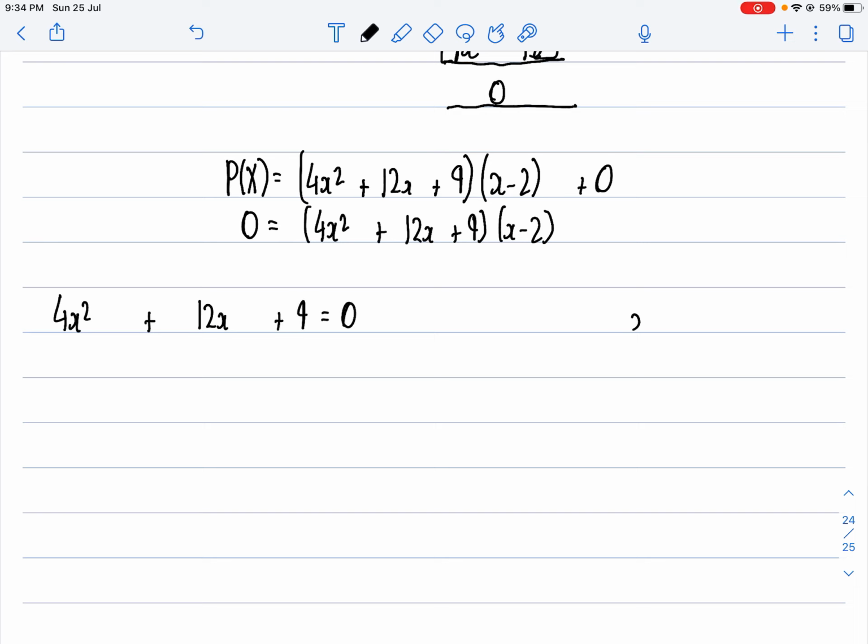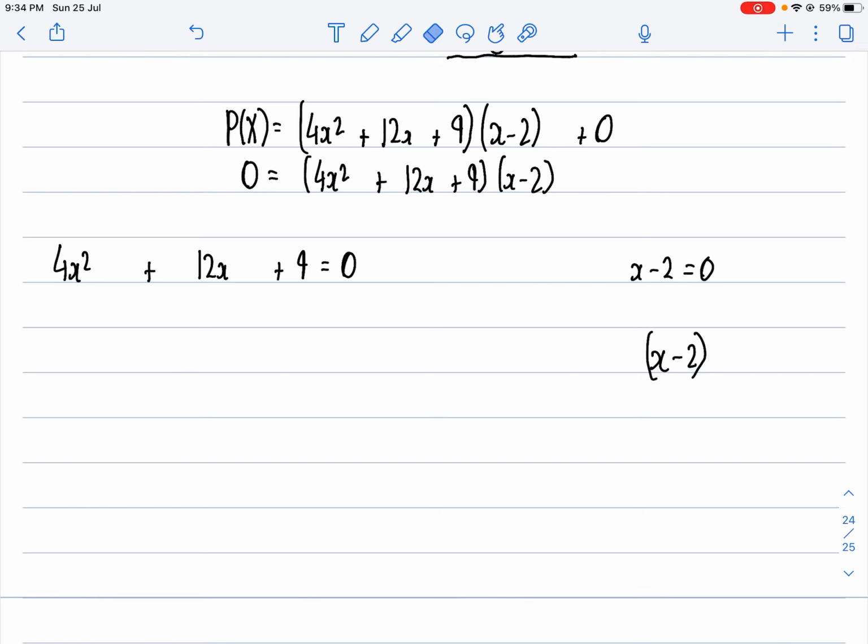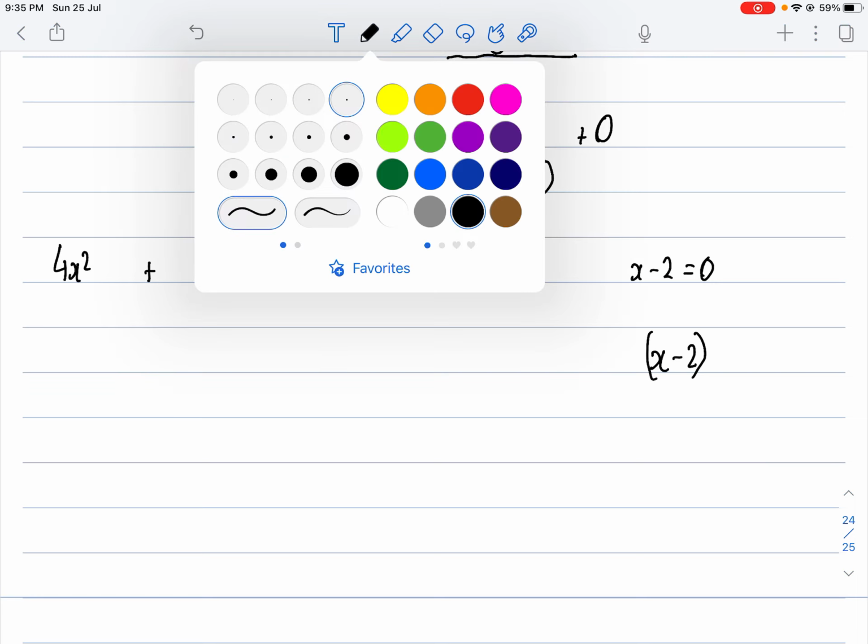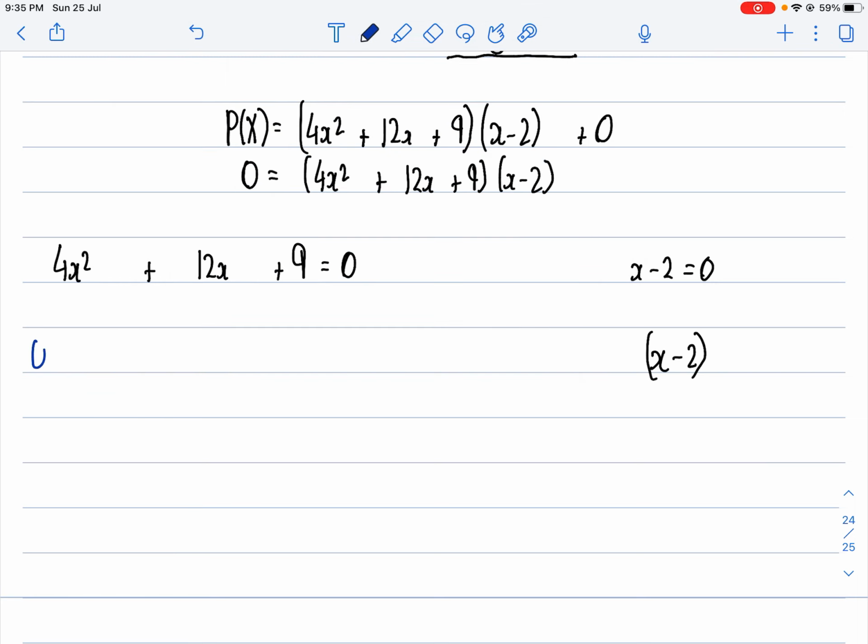And I get x minus 2 equals to 0. I know x minus 2 is a factor, so I'll just write this as x minus 2. Now we'll focus on this quadratic. This is 9, just in case it looks like a 4. Okay, so now the process of calculating a quadratic, I'll write it down again.